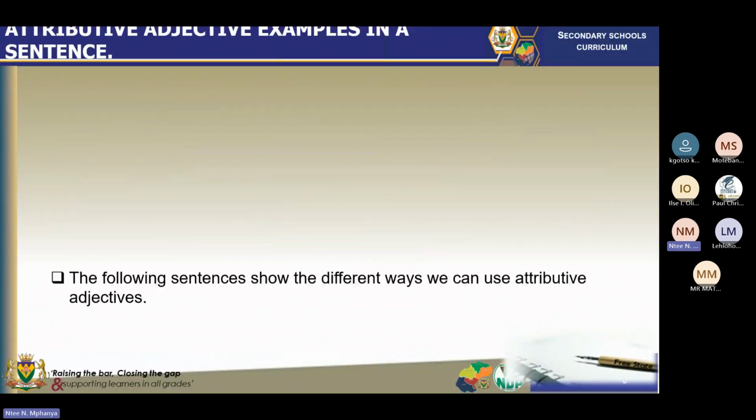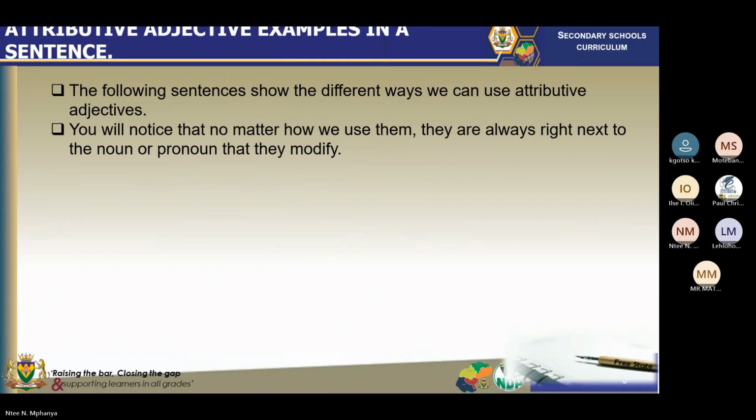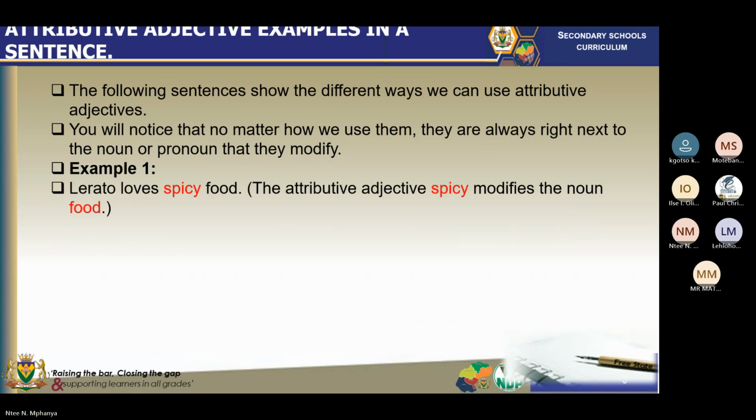The following sentences show the different ways we can use attributive adjectives. You will notice that no matter how we use them, they are always right next to the noun or pronoun that they modify. I'm sure you have already picked up on that. Example 1. Lerato loves spicy food. The attributive adjective spicy modifies the noun food. Example 2.